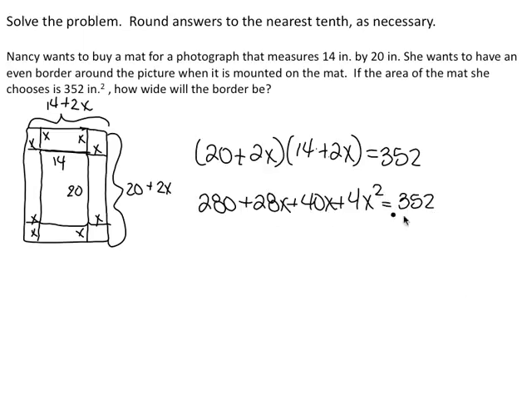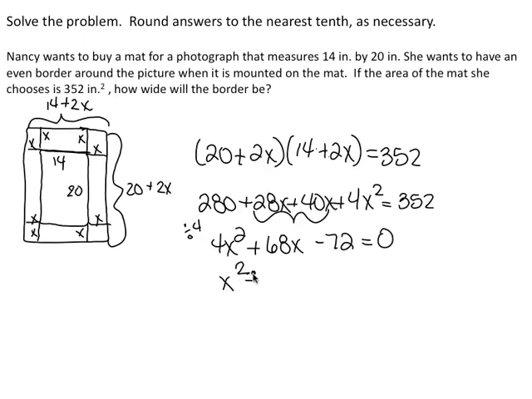Now I need to solve this quadratic equation, so I'm going to write it in standard form. So I'm going to put the 4X squared. I'm going to combine these two, so I get 68X, and when I move this 352 to this side, I'm going to get negative 72, and that's going to equal 0. Now, I can see that these all have a common factor of 4, so I'm going to divide everything by 4, and I'm going to end up with X squared plus 17X minus 18 is equal to 0.